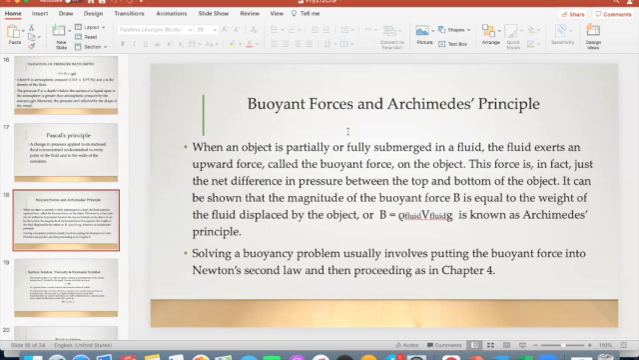Buoyancy force and Archimedes' principle. This occurs when you have an object that is either partially or fully submerged in a liquid. The liquid puts a force on the object and the object puts a force on the liquid. That's what's called a buoyant force. It's the net force and pressure between the top and the bottom of the object. The buoyant force is denoted by capital letter B, and it's equal to the density of the fluid times the volume of the fluid times gravity. This is what's known as Archimedes' principle.